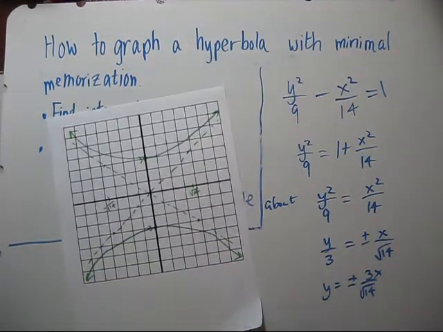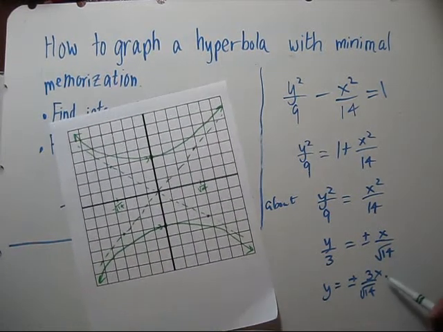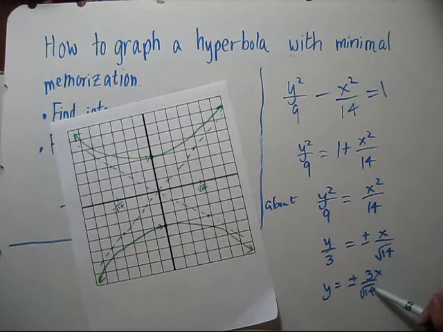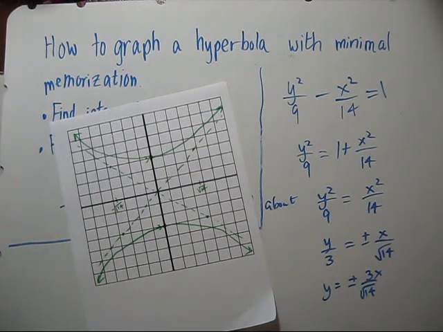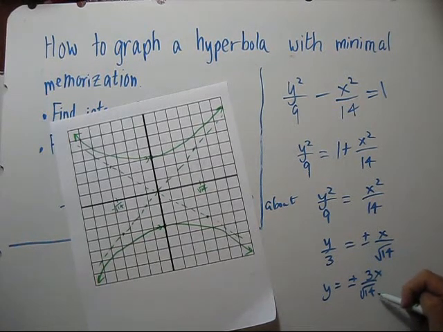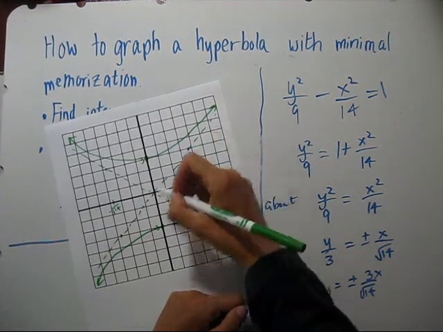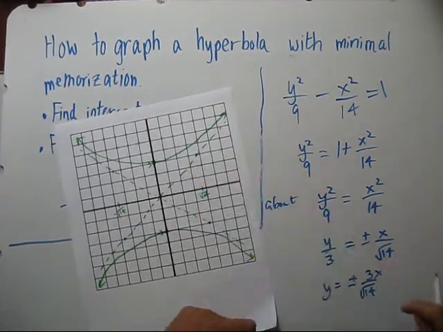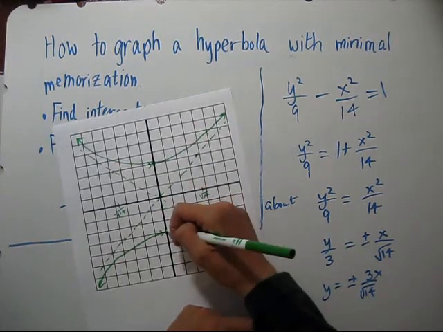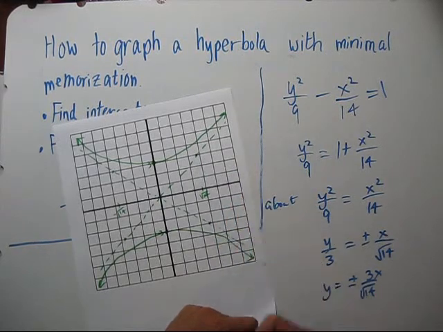So if we were to draw that line, it goes through the origin. The y-intercept is 0. And our slope is 3 over root 14, plus or minus. Slope is rise over run. So we're going to rise 3 and run root 14. Rise 3, run root 14. That gives us this line. And then if we have the minus, we rise negative 3 or go down 3 and run root 14. That gives us the other one.